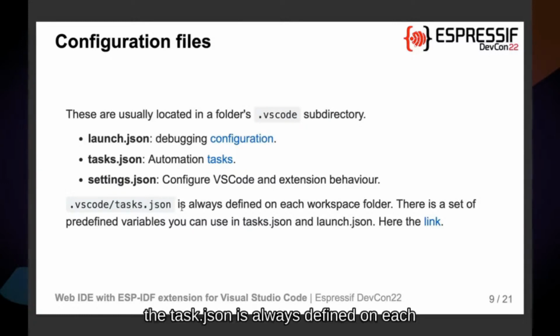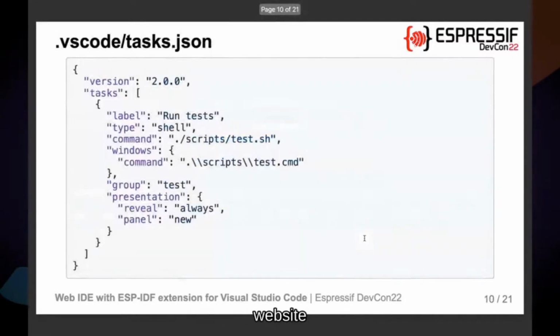The tasks.json is always defined on each workspace folder, and there is a set of predefined variables you can use in the tasks.json and the launch.json. There are hyperlinks here, but basically this is VS Code documentation. You can see more on the Microsoft VS Code website.